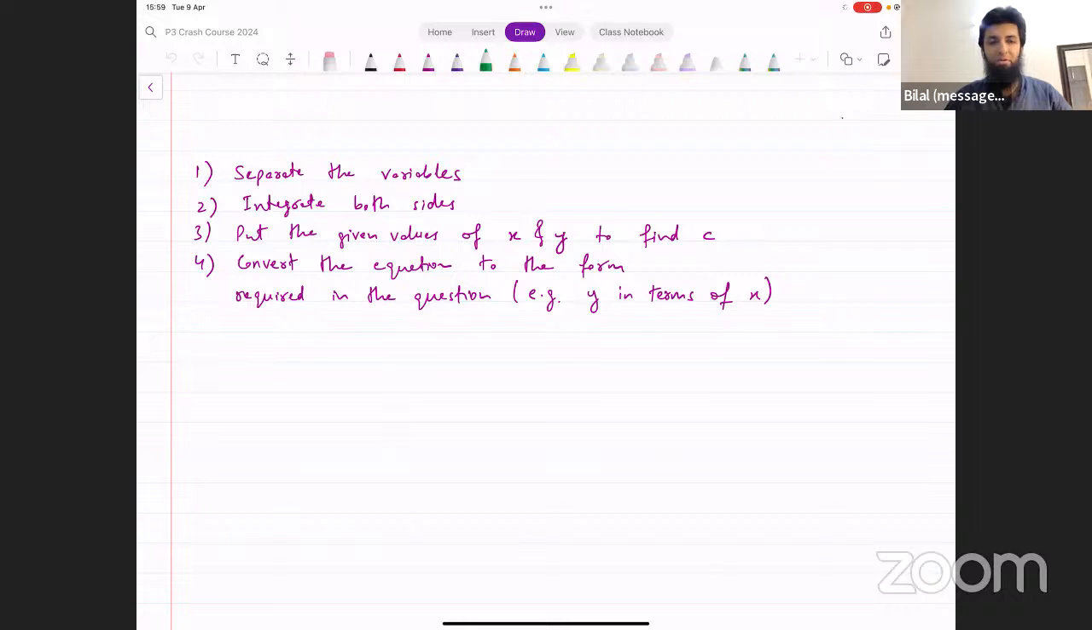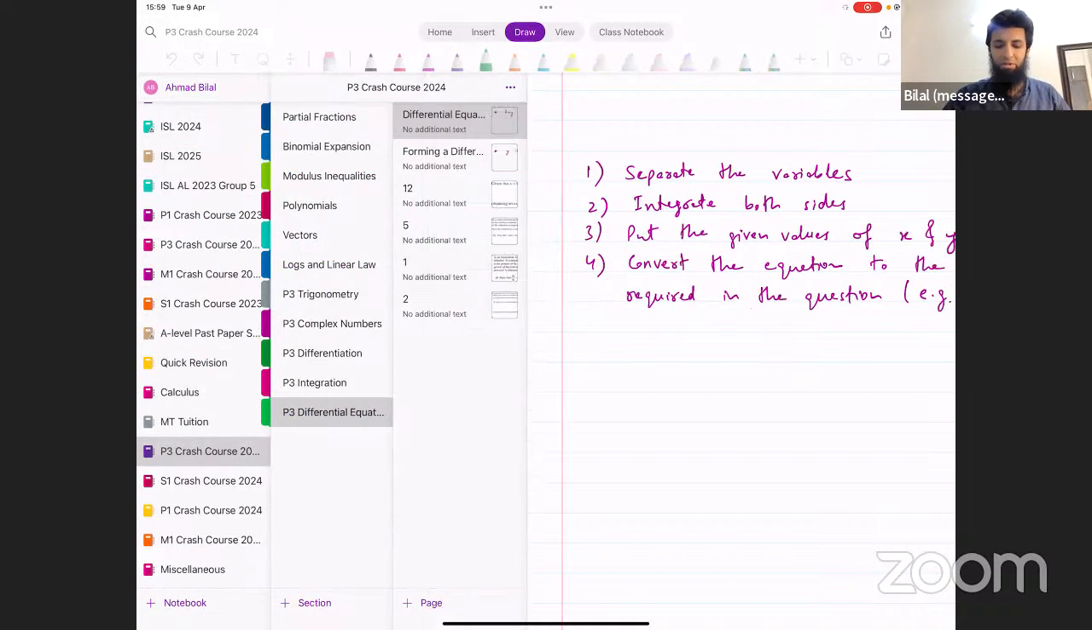You separate the variables, integrate both sides, one with respect to y, the other with respect to x. And then you input the given values of the variables to find c. You have a plus c on one side, you find the value of c using the given values. And then you just convert the equation to the form that's required. It might ask you to make x the subject or y the subject or something else the subject, whatever they're asking for, you make that variable the subject.